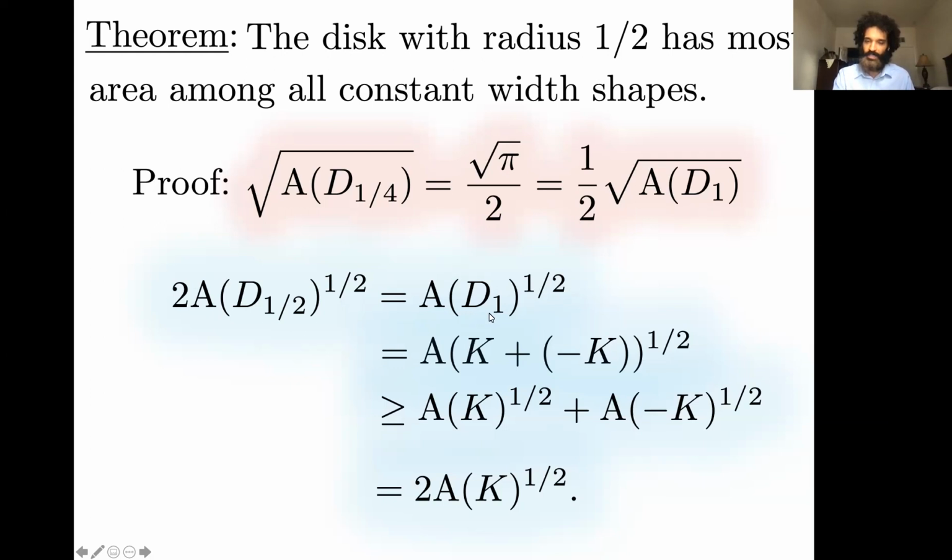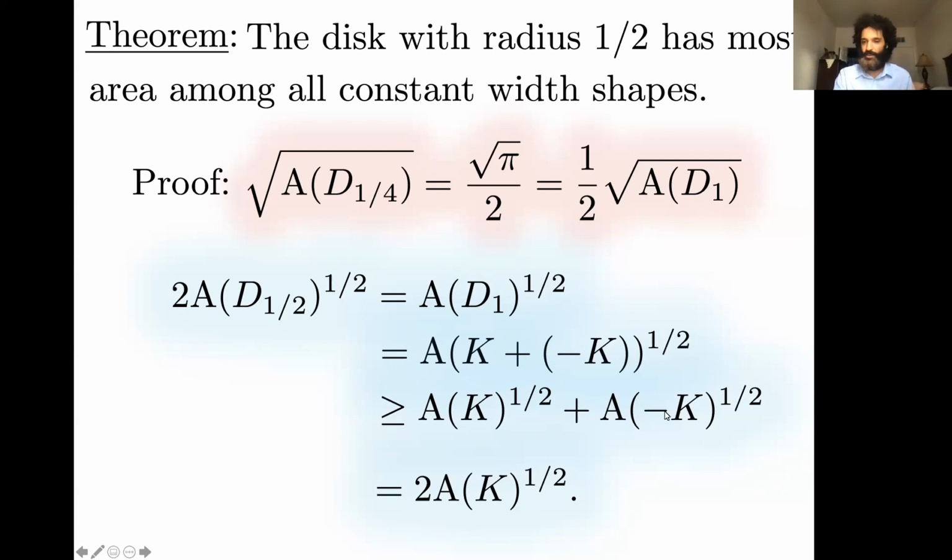Now what I'll use is that lemma, which says that K is constant width if and only if when I add its rotation through 180 degrees to K, I get the unit disk. And now I'll use Minkowski, which gives me this lower bound. Here I've got the lower bound, the square root of the area of K and the square root of the area of minus K.